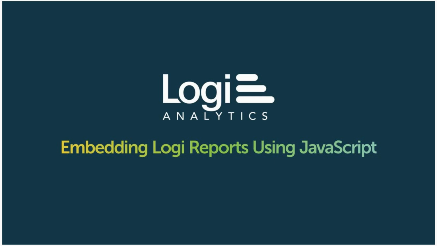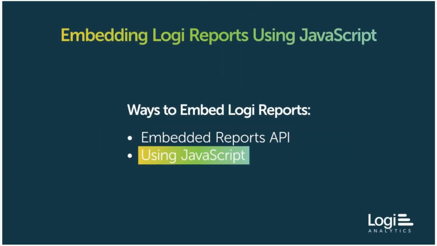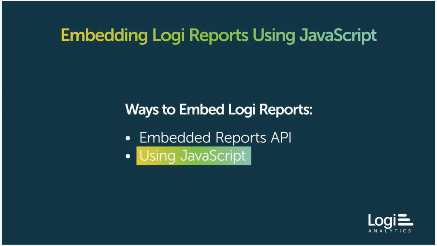Let's get started. There are two ways to embed Logi components into your non-Logi applications. You can either use the Embedded Reports API or use JavaScript, which will be explained in this video. You can also use JavaScript and the embedded reporting object from the API to embed reports. This object has three primary methods: create, get, and remove. Please remember that JavaScript is case sensitive.